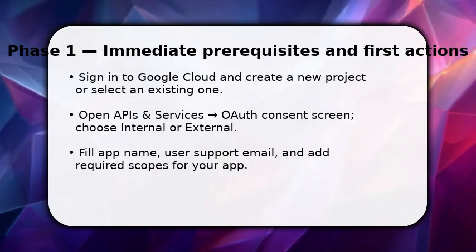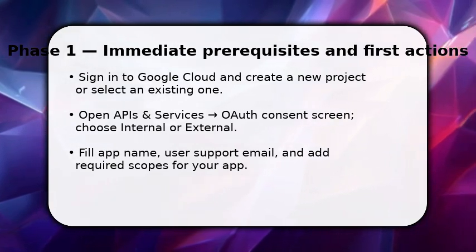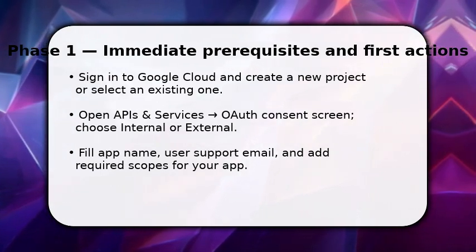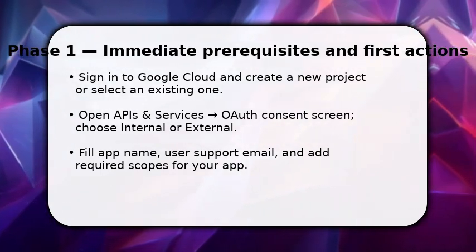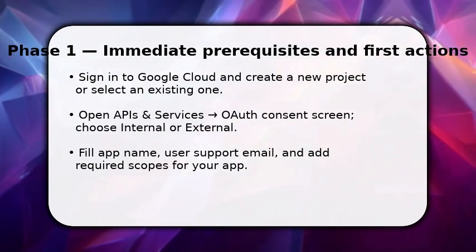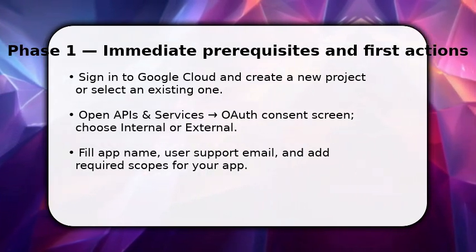You begin by creating or selecting a Google Cloud project so credentials map to one place. Once done, open APIs and services and set up the OAuth consent screen. Choose internal versus external depending on your audience. Make sure to enter the app name, user support email, and at least the basic profile and email scopes.